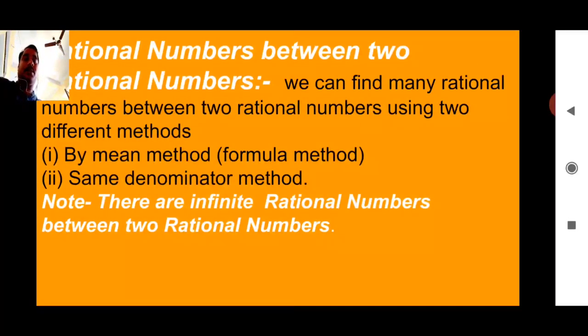Now students, we will discuss how to find rational numbers between two rational numbers. We can find many rational numbers between two rational numbers using two different methods. First one is the mean method, also known as the formula method, and second one is the same denominator method. Students, note here that there are infinite rational numbers between two rational numbers, meaning there exist many, infinite or countless numbers between two rational numbers.